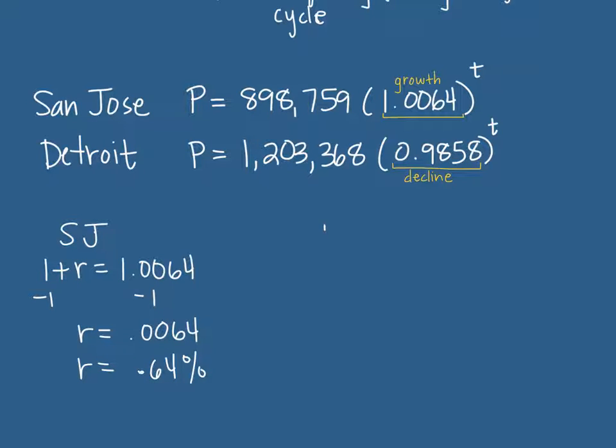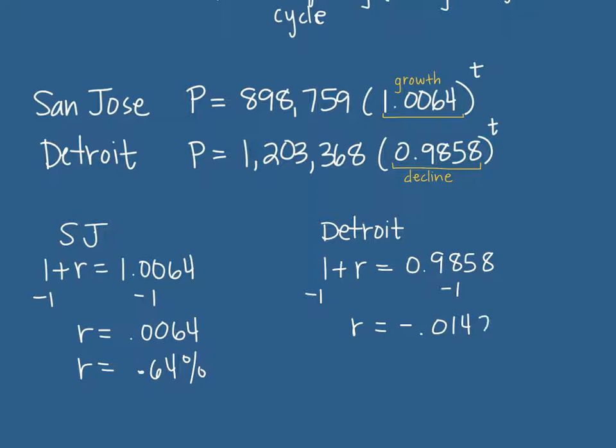So San Jose is growing by 0.64%. Now Detroit, we could do the same thing. Detroit's 1 plus R is 0.9858, because remember 1 plus R is what's in the parentheses. And if we minus 1 to both sides for that, R is going to turn out to be a negative number. And that turns out to be negative 0.0142. And in percentage, that means negative 1.42%. So Detroit is declining.